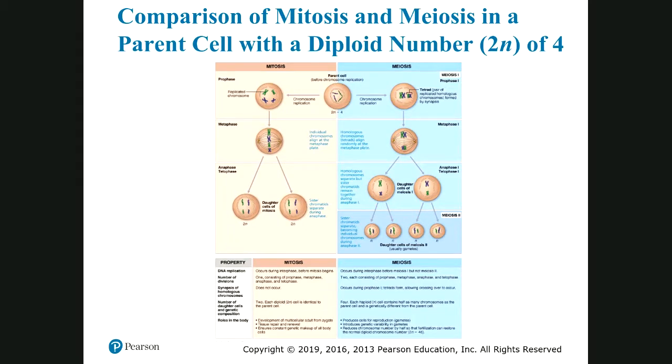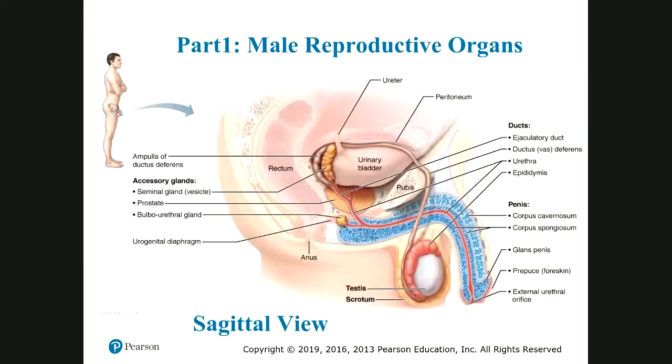Okay, so let's start with part one, and we are going to spend quite some time looking at the anatomy. We start with the male reproductive organ, and this is a sagittal view in this slide. Let's start with the gonad that produces the male sperm. We have the testes. The testes are within a pocket that we call the scrotum.